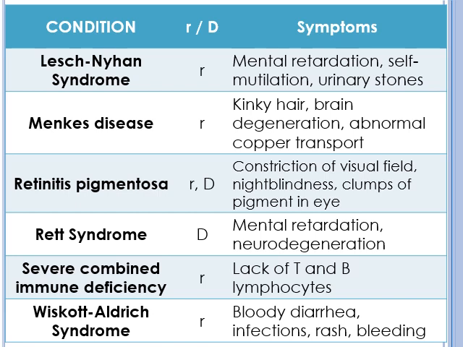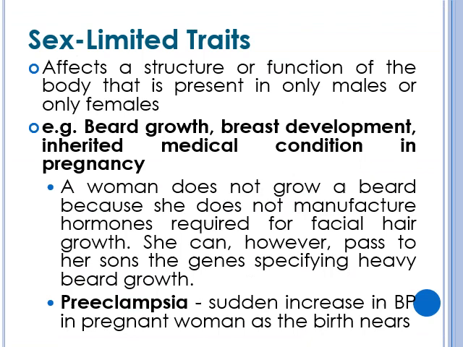Menkes disease, whose hallmark is kinky hair. We also have retinitis pigmentosa: constriction of the visual field, night blindness, and clumps of pigment in the eye. Rett syndrome: mental retardation and neurodegeneration. Severe combined immunodeficiency: lack of T and B lymphocytes. Wiskott-Aldrich syndrome causes bloody diarrhea, infection, and rash. And we also have sex-limited traits.